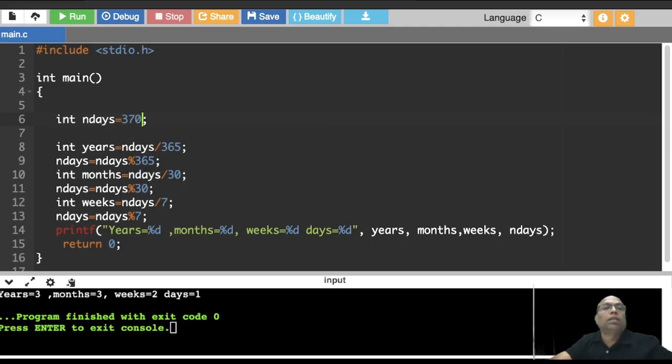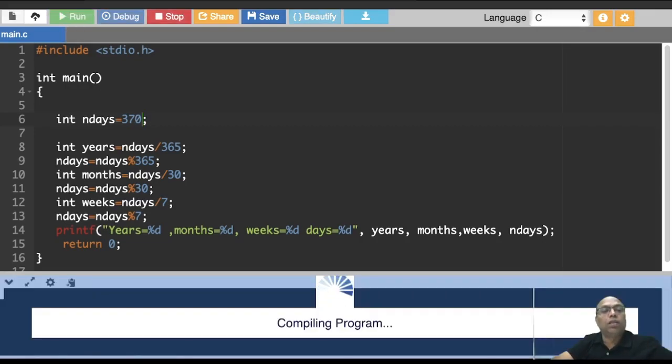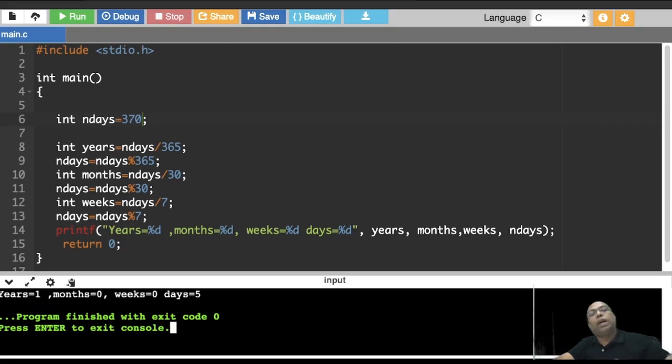370 days. What should I get? 1 year. 5 days are remaining. Therefore, it consists of 1 year and 5 days. If you want to take it from the user, take it from the user. Okay. I hope you understand. Now, I want to analyze a problem, and you need to think on that and see why the result has happened like that, and we will solve that problem.